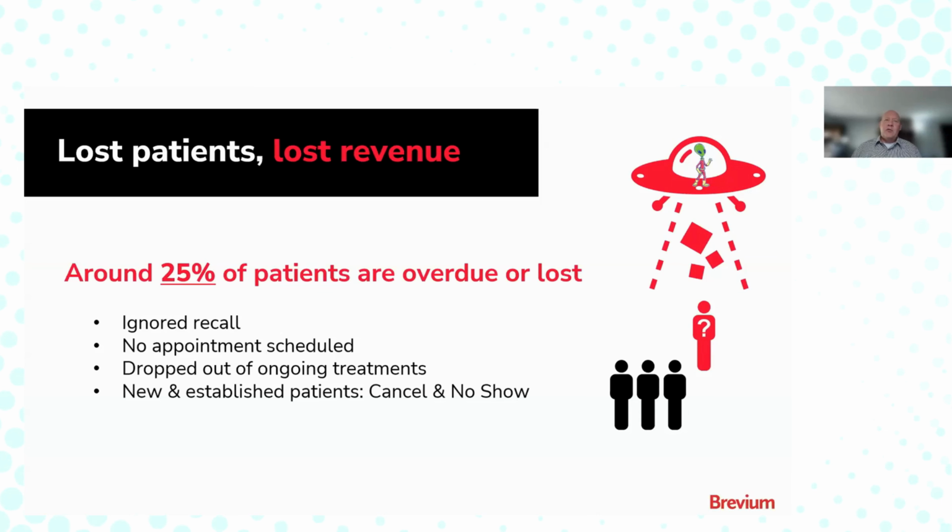So in this particular case, we're looking at about every practice has usually about 25% of their patients are overdue for care or they're lost, meaning there's no communication with them any longer. There's not a recall in the system. They don't have a future appointment on the schedule. And there can be a number of different reasons for that. It could be the fact that they've ignored a recall that you had in your practice management software system for them. They maybe don't have an appointment scheduled after their last visit.